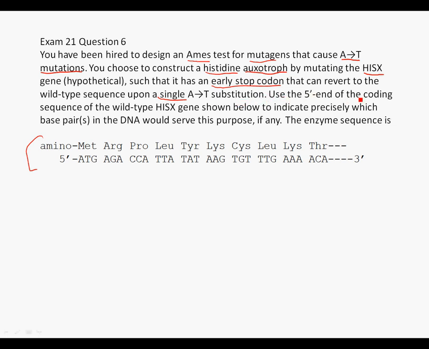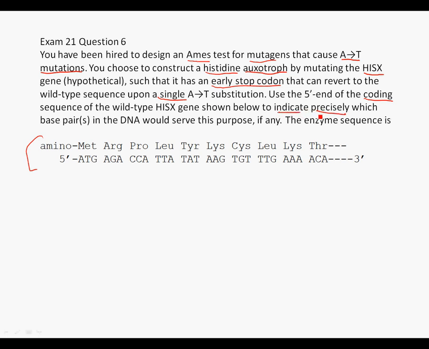So use the 5' end of the coding sequence. Coding sequence, be careful, don't get confused. Template, non-template, coding, non-coding, plus, negative, positive. All of these you can get confused about. Be clear about this. In this case, the coding sequence is the strand that, if it were RNA, would be equivalent to the transcript that is translated. So it's the 5' to 3', amino to carboxy sequence of the wild type histidine shown below.